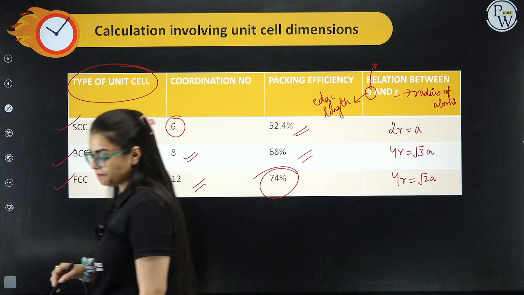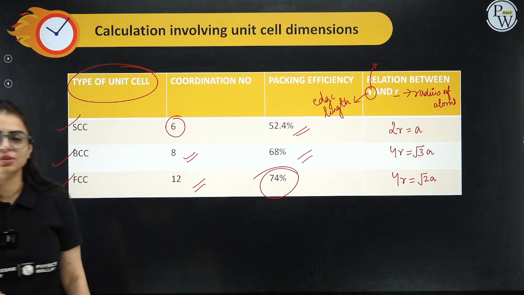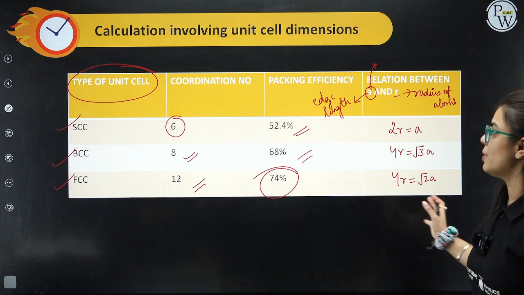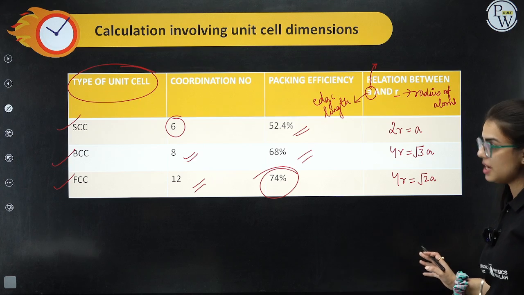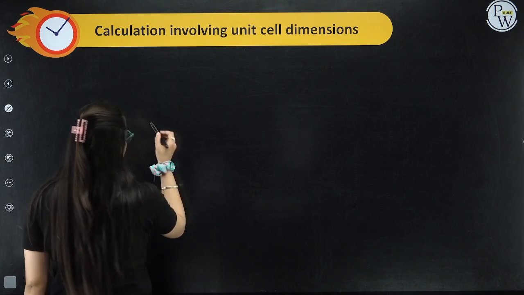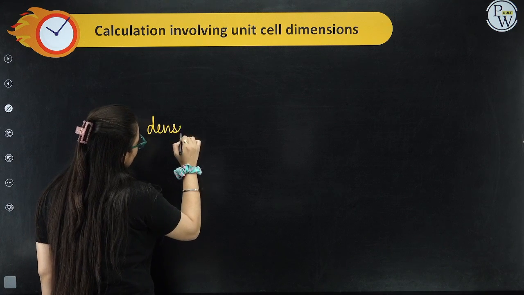Clear, guys? Everybody please write it down. Very, very important part. Most of the questions are observed from this particular segment. Now students, one more calculative segment from which questions can be asked is density. How are you going to calculate density?